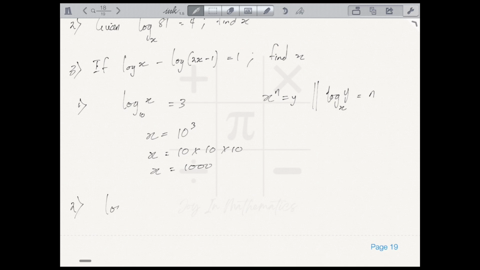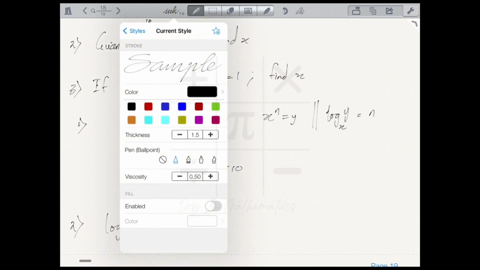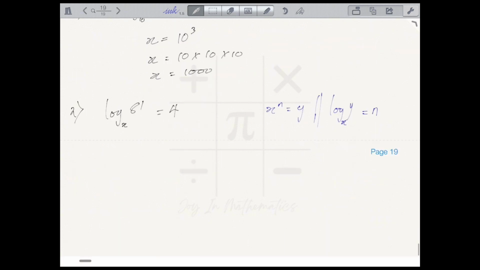We're given in the second question log 81 to base x is equals to 4, and we are asked to evaluate x. So we'll apply the same format that we have here. We'll apply x to the power n is equals to y, and the logarithm format will be log of y to base x is equals to n.